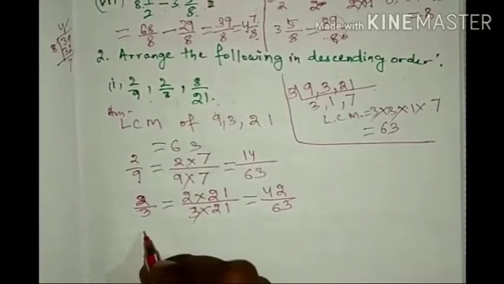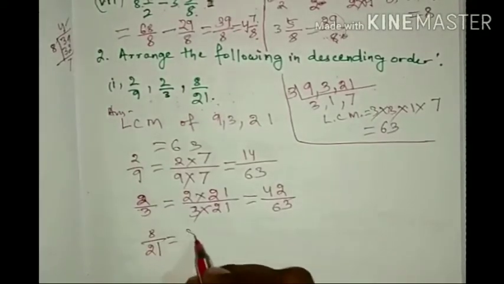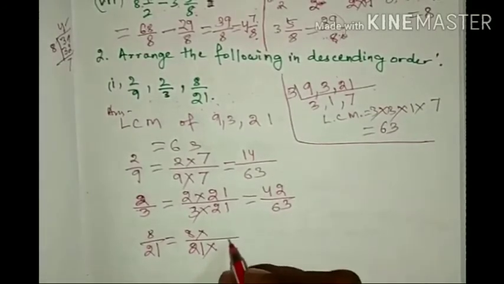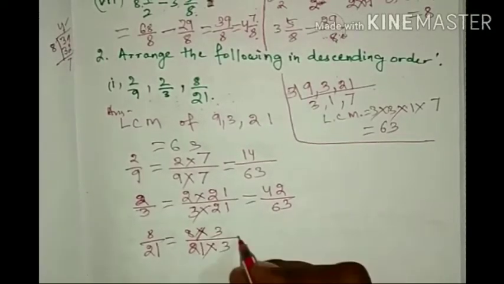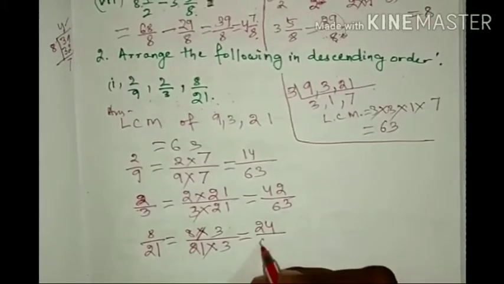Next I'll see what is given, 8 by 21. 21 into 3 equal to 63. So I'll multiply 3 to the numerator also. So 8 threes are 24, 21 threes are 63.